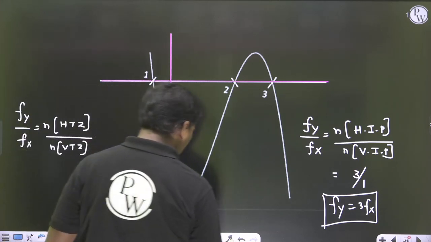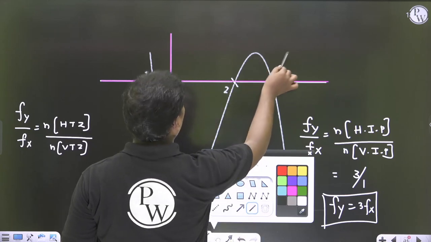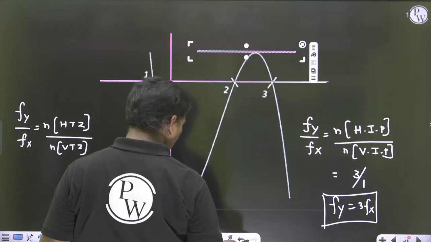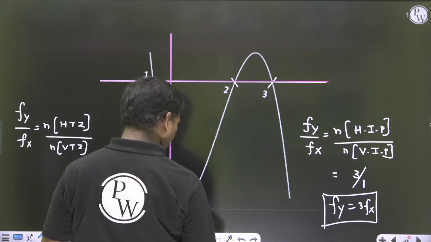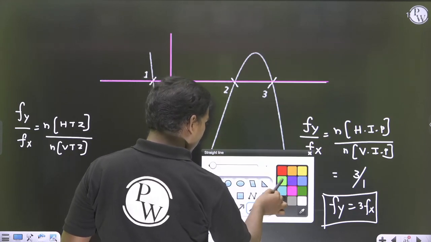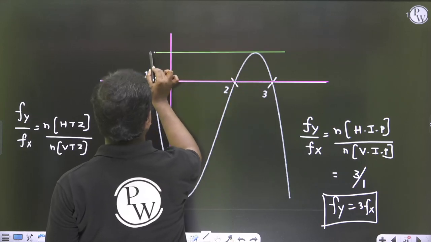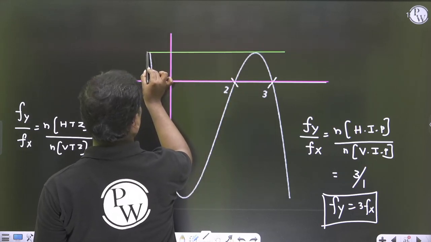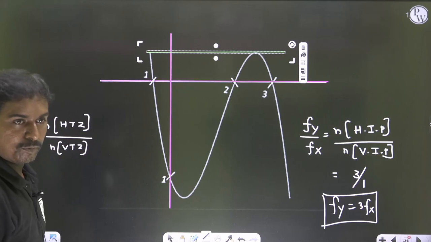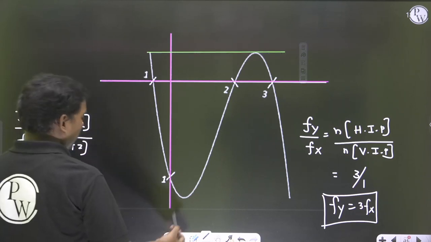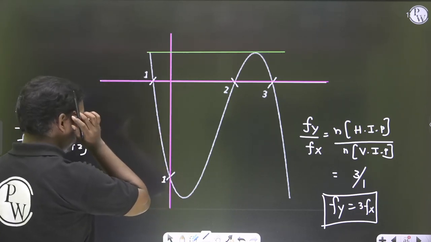If you see this, is it a complete tangent here? This is a complete tangent. It's a complete tangent here. But this is not a complete tangent. Got it? So that's the point you have to understand.